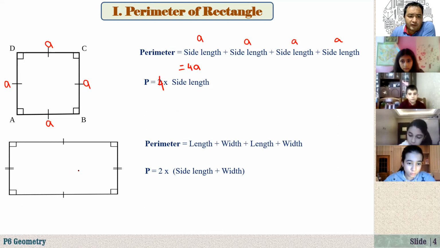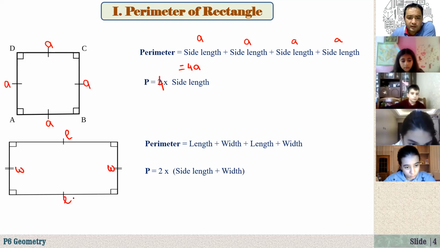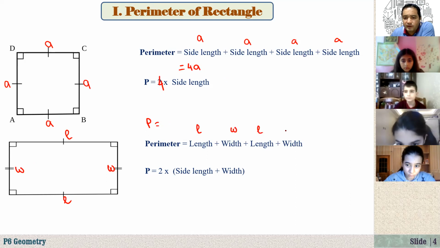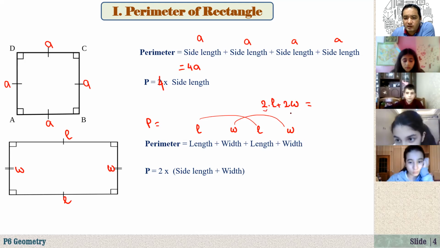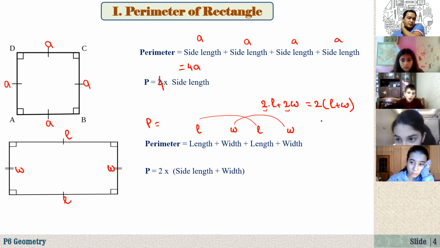And how about the rectangle? Here, this one is width, this one is width, and this is length, and this is length. So perimeter is equal to length plus width plus length plus width. How many widths do we have here? 2. How many lengths? 2. So I can write it as 2 times length plus 2 times width. This 2 is a common factor, so I can take it out and write it as 2 times the sum of L plus width. This is how we find the perimeter.